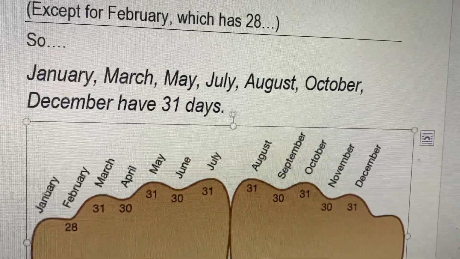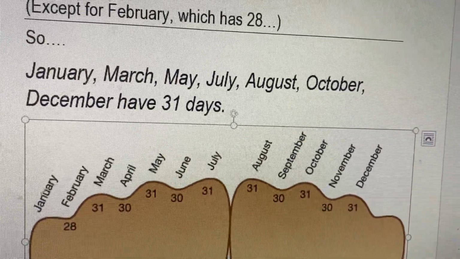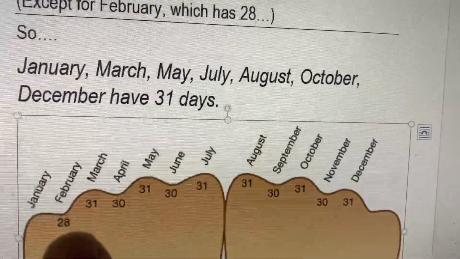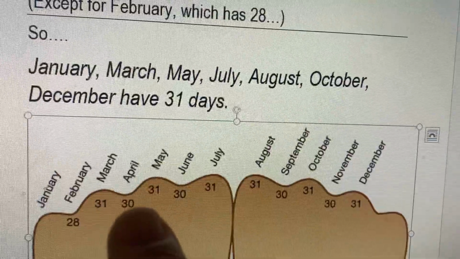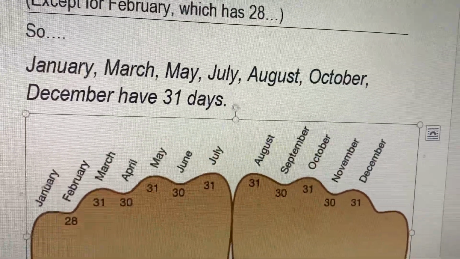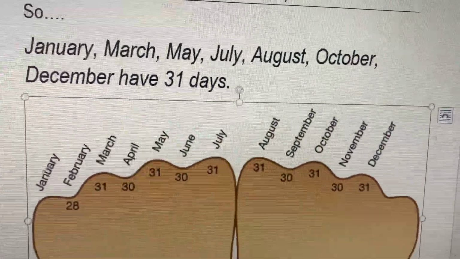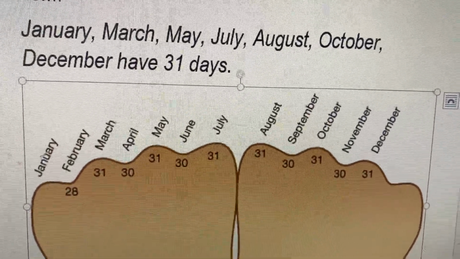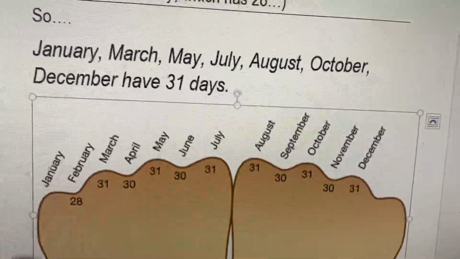And say April, how many days would April have? January, February, March, April. April has 30. So that's how you remember how many days are in a month. You don't have to remember, you just use your hands, your knuckles.